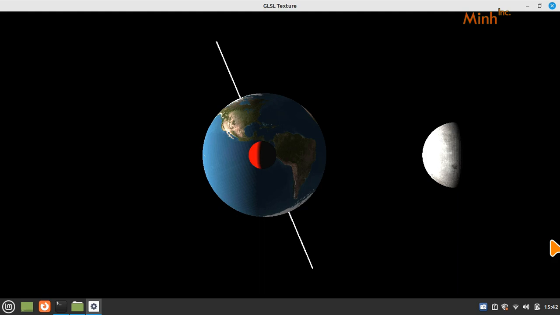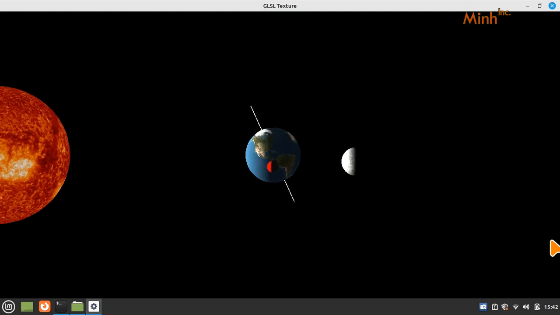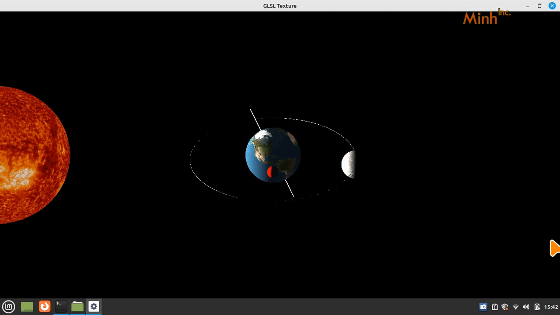The moon rotates around Earth in a way that the same phase is visible, and it takes around 28 days to revolve. If I rotate a little bit, we can see the path of the moon. So it takes 28 days: 1, 2, 3, up to 28. It takes a complete 28 days to revolve around Earth.